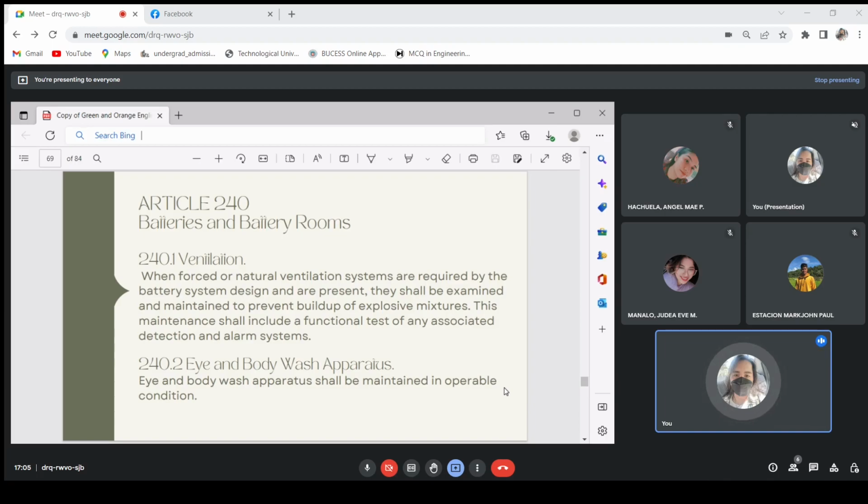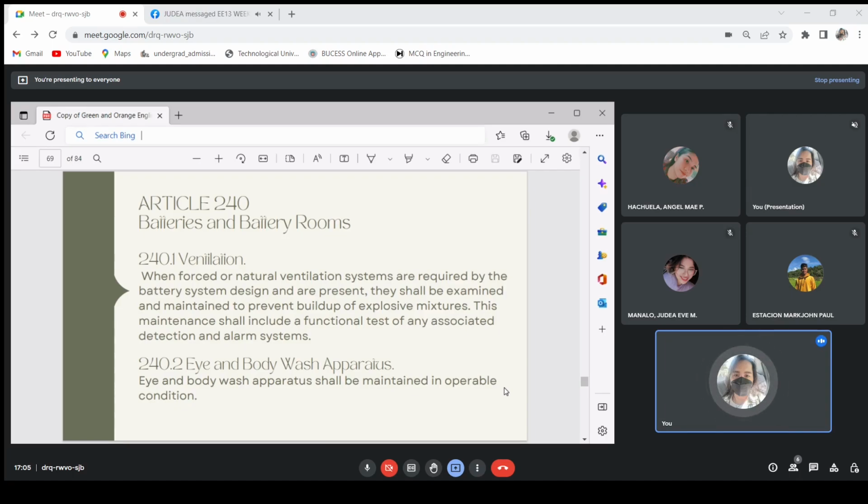The design and installation of ventilating, air conditioning, and other building services equipment shall be installed in accordance with the Philippine Mechanical Code. So halos magkakasabay din dito yung ating mga Philippine Mechanical Code and mga Philippine Electrical Code.